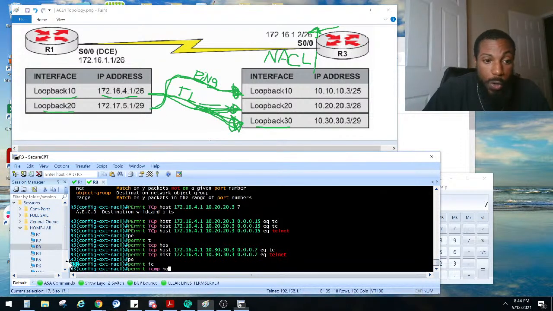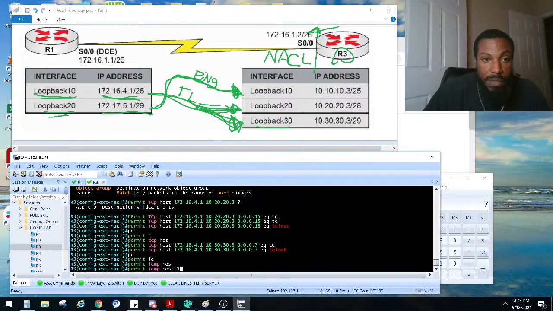He don't know about the loopback numbers. He know about the IP addresses. That's what he know, right? So what is the host is 172.17.5.1. Y'all with me so far? To the destination, ping. Who we pinging? We pinging the loopback. But router 1 don't know about loopback. He know about the IP address. So go do that.